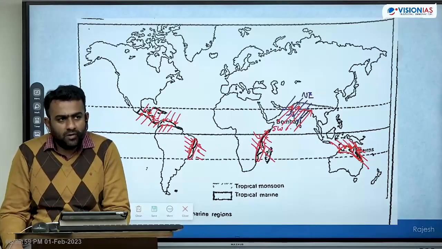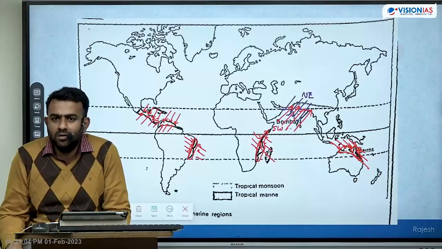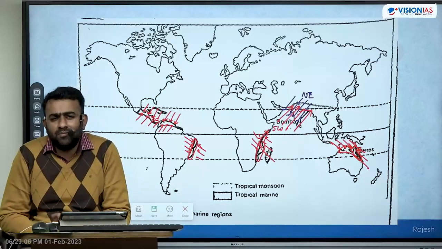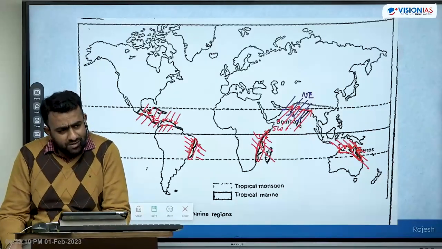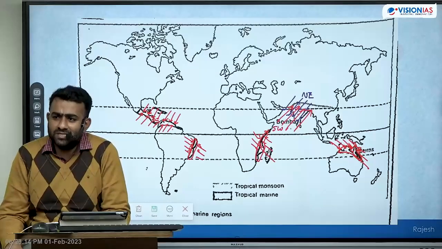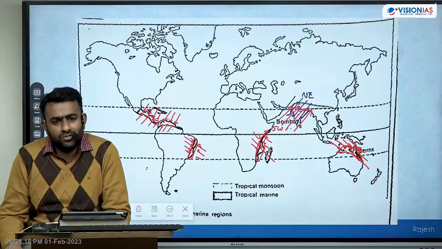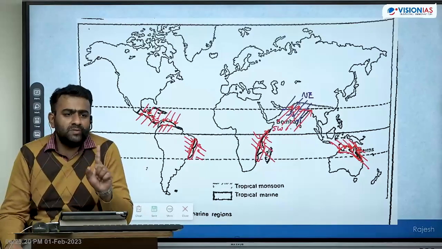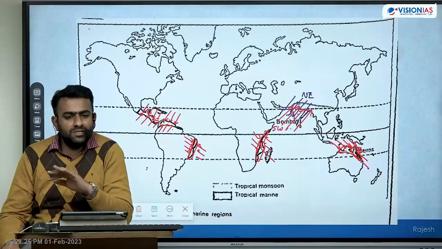And another important characteristic of monsoon climate is that here the precipitation will not happen throughout the year. There are some parts within this, other than that generally the precipitation will not happen throughout the year, because as the winds get reversed, in one season the winds come from ocean towards the land, that is when there is precipitation. In another season, when the winds come from land towards ocean, there is no precipitation.